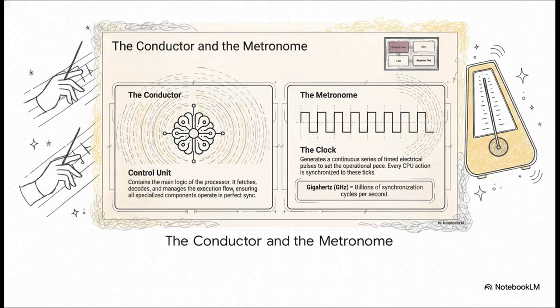To keep those billions of cycles organized and prevent total chaos, the processor relies on a conductor and a metronome. The control unit acts as the conductor, managing the logic and the flow of instructions, but it dances strictly to the beat of the system clock, our metronome. The clock generates a continuous series of timed electrical pulses. Every single CPU action is synchronized perfectly to these microscopic, relentless ticks.